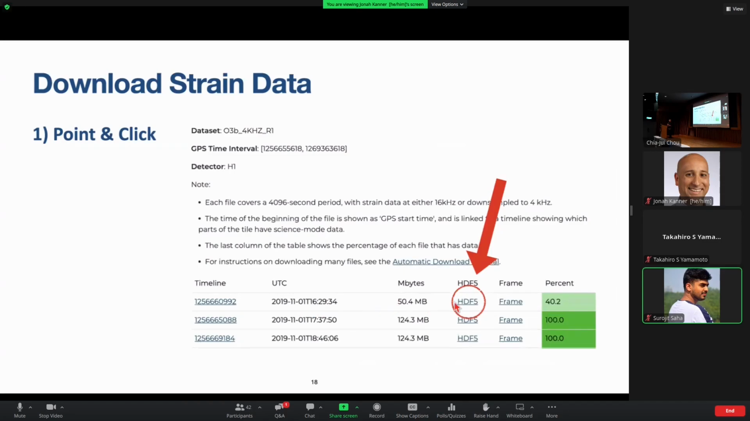Eventually you get to this list of files. Each line in this table refers to one data file, and you just click the format you want, HDF5 or frame file, and then the file will download onto your computer. So very simple.